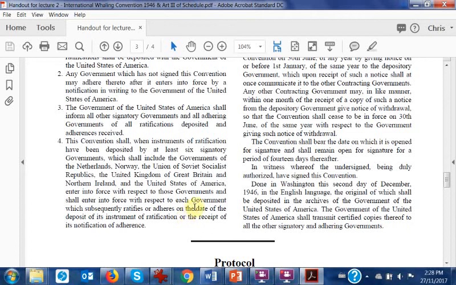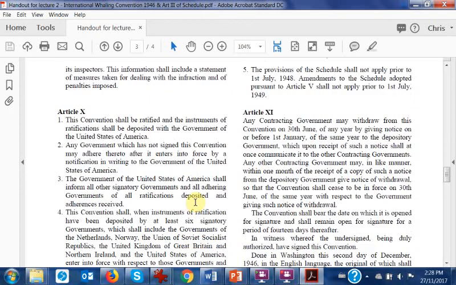And then Article 11: each contracting party may withdraw. So what you've got here are all of the elements of your standard treaty. The preamble, some definitions, creating a body that administers the treaty and meets, and then also implementation within your own country, as well as ratification and withdrawal.